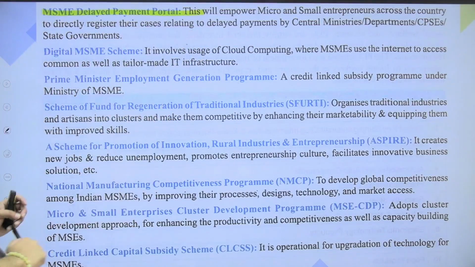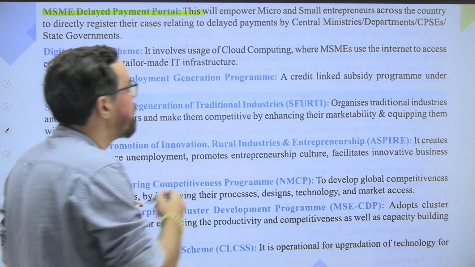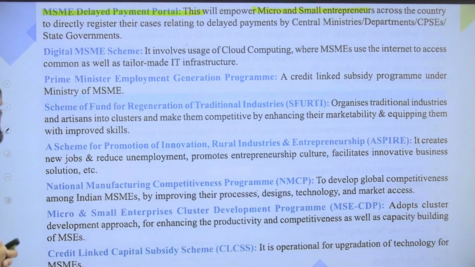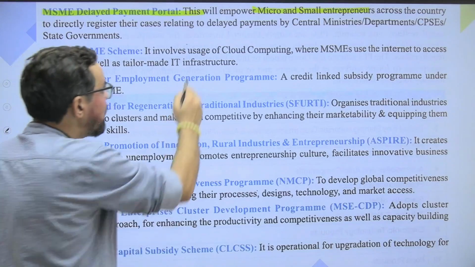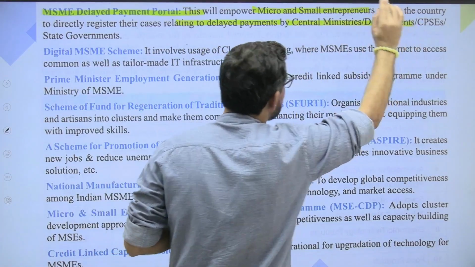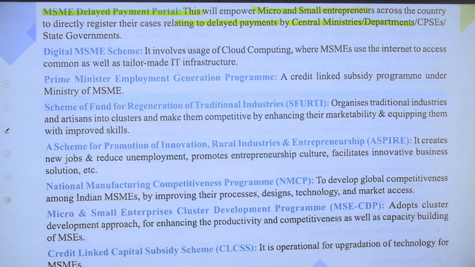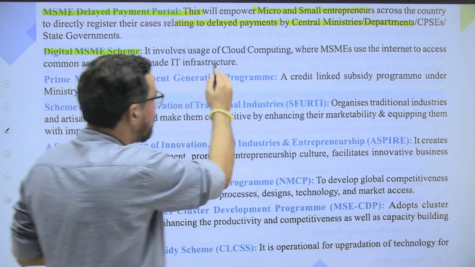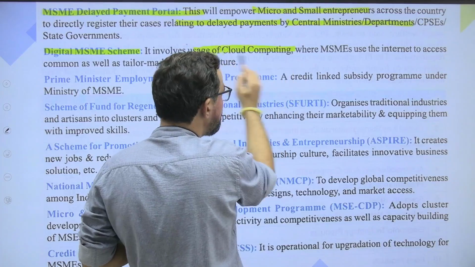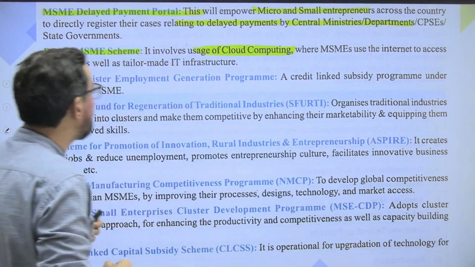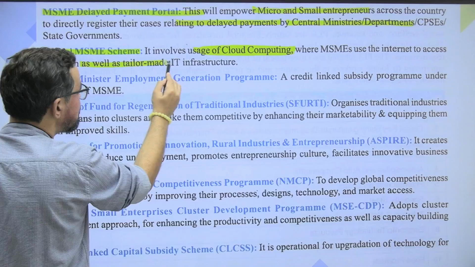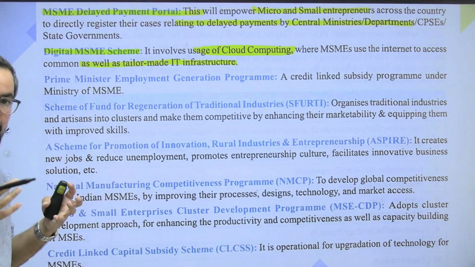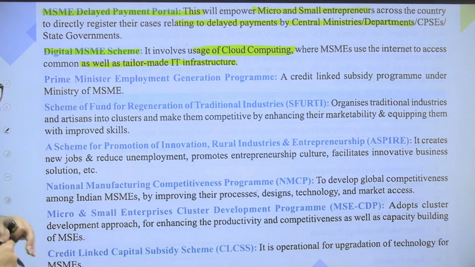MSME delayed payment portals. ठीक है, so this will empower MSMEs across the country to directly register their cases relating to delayed payment by central ministries or departments or CPSEs or state governments. ठीक है. Digital MSME scheme involves the use of cloud computing, where MSMEs use the internet to access common as well as tailor-made IT infrastructure. ठीक है, तो this is kind of, जैसे वर्क प्लेसेस आपके होते हैं ना, उसी मॉडल पे काम करता है आपका डिजिटल MSME स्कीम.